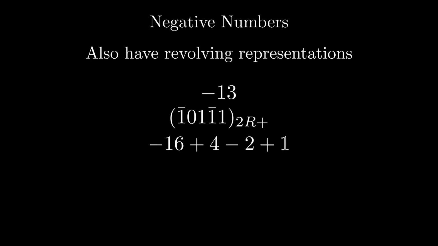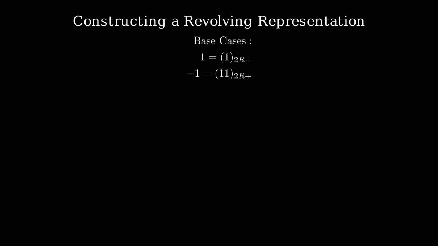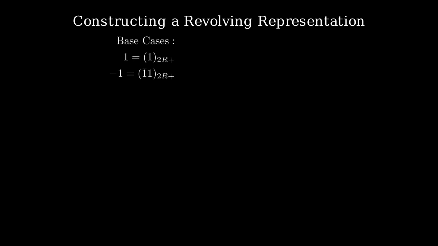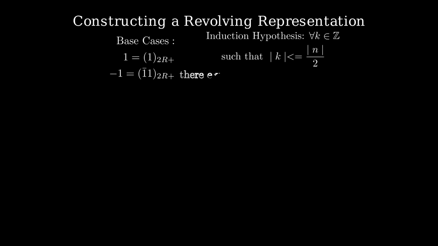Now let's see how to construct a revolving representation. The process will be recursive. Our base cases will be 1 and minus 1. You can see the positive representation on screen. Then, for the induction part, we'll suppose that all integers, positive and negative, whose norm is less than n divided by 2, have a positive representation.